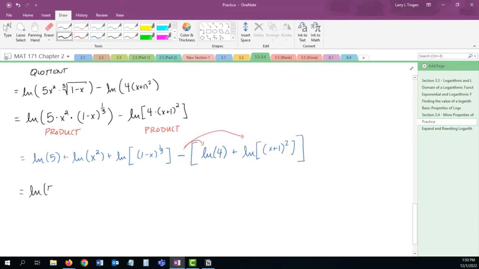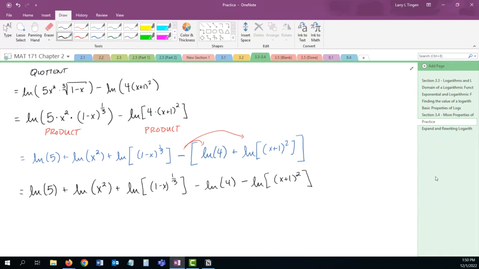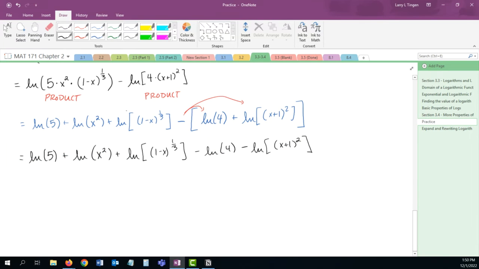So that means I'm looking at the natural log of 5 plus the natural log of x squared plus the natural log of 1 minus x to the 1/3 minus the natural log of 4 minus the natural log of x plus 1 squared. All right, so product rule, and then distribution.